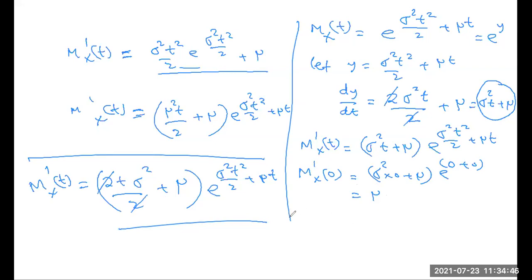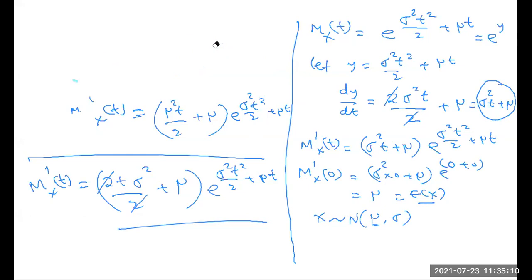Yes, which is the expected value of a normal random variable. That's why we say if x is a normal random variable, it follows a normal distribution with mean mu. So the mean is mu, which is the expected value of x, and standard deviation sigma. So let's check the second derivative.